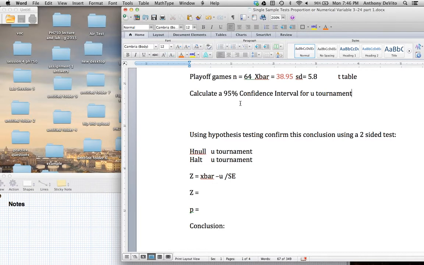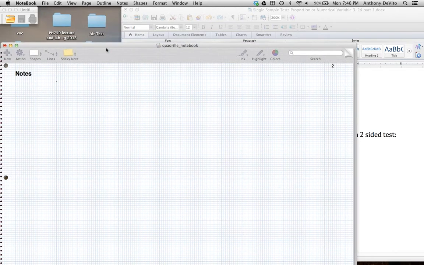There are two ways we're going to look at this. First, we're going to look at it as a confidence interval problem, and then we're going to look at it as a hypothesis testing problem. So I'm going to pull up this pad, and I'm going to get started.